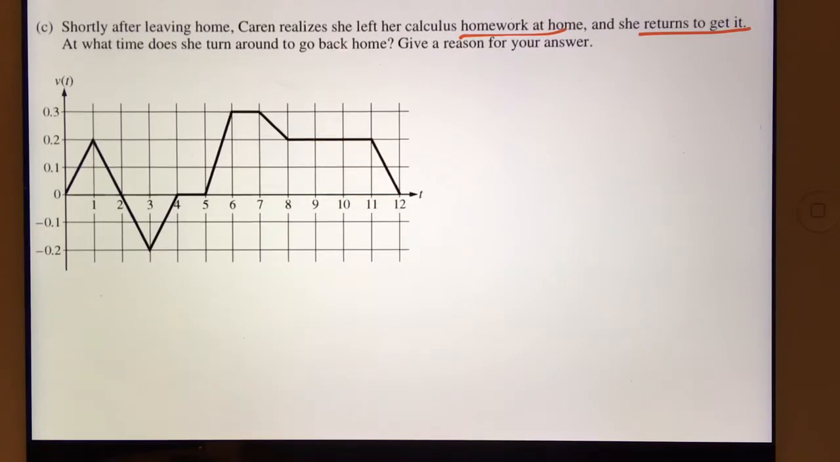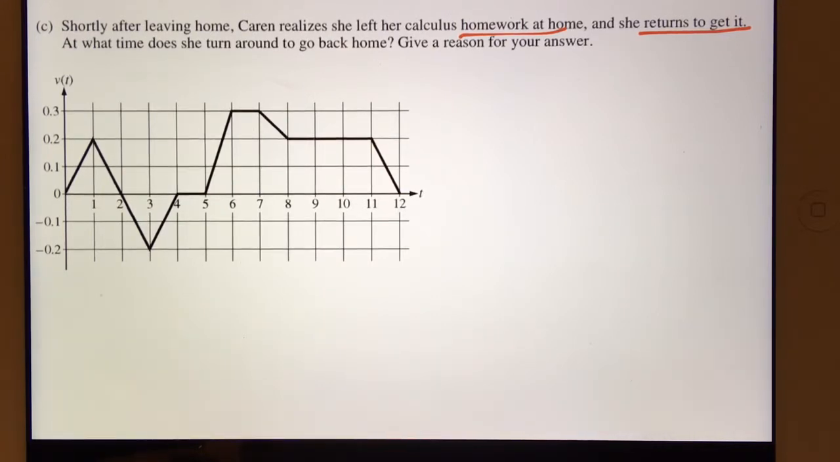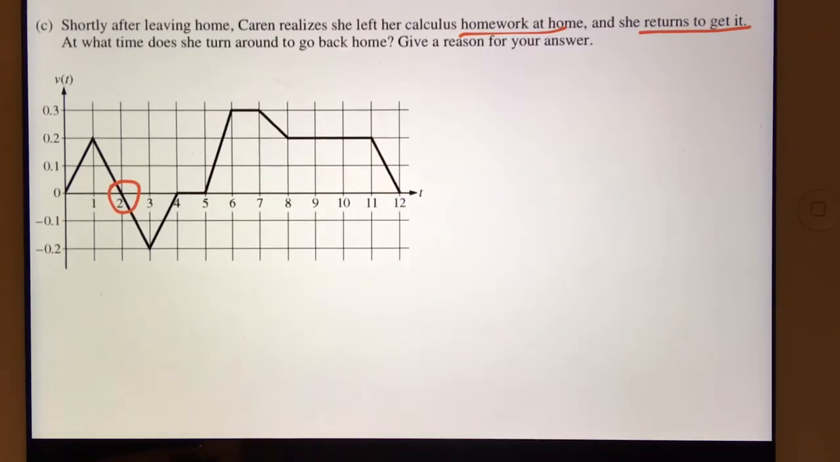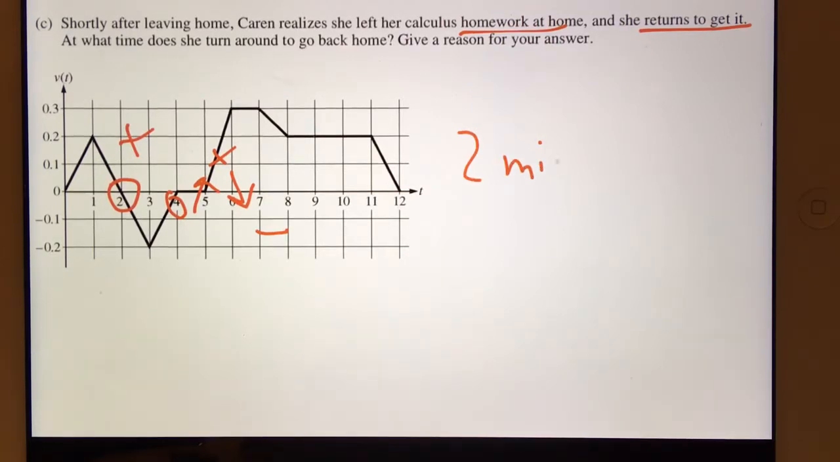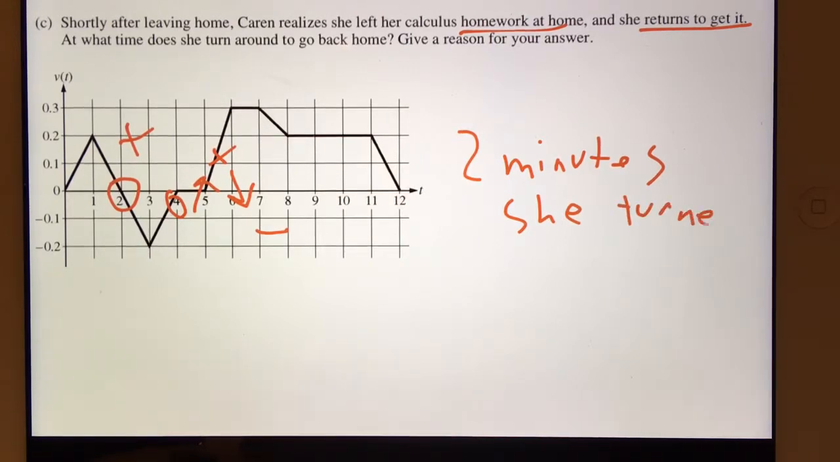And when you're turning around and no longer going in a forward direction, you are logically going in a backwards direction, moving negatively. So the only point at which she stops going forward and goes backwards is right here, 2, because she has crossed from the positive domain up here across the x-axis into the negative. So she has turned around, and then at this point, she has crossed over again into the positive. And that is the point. So to be clear, 2 minutes is when she turned around.